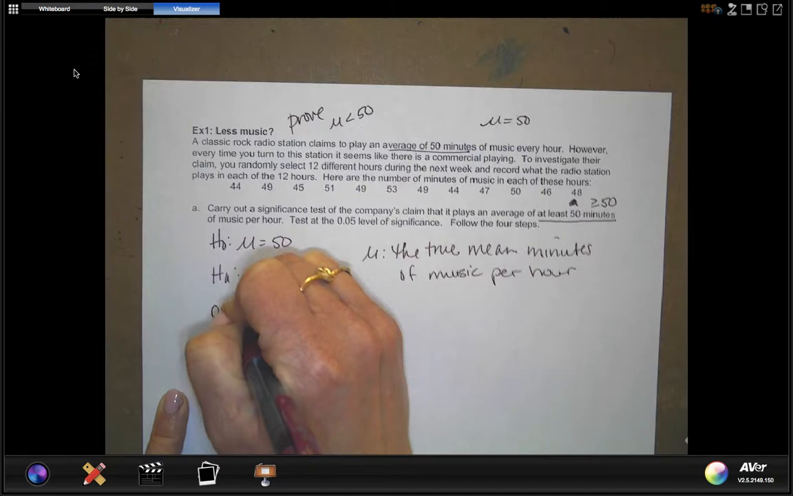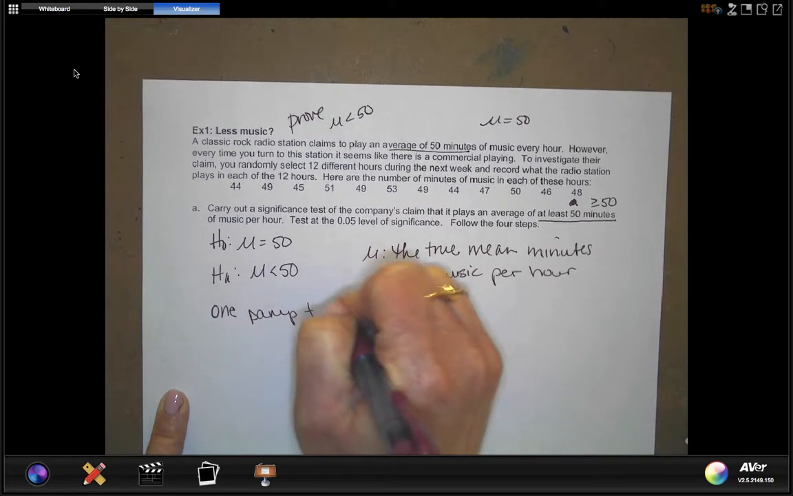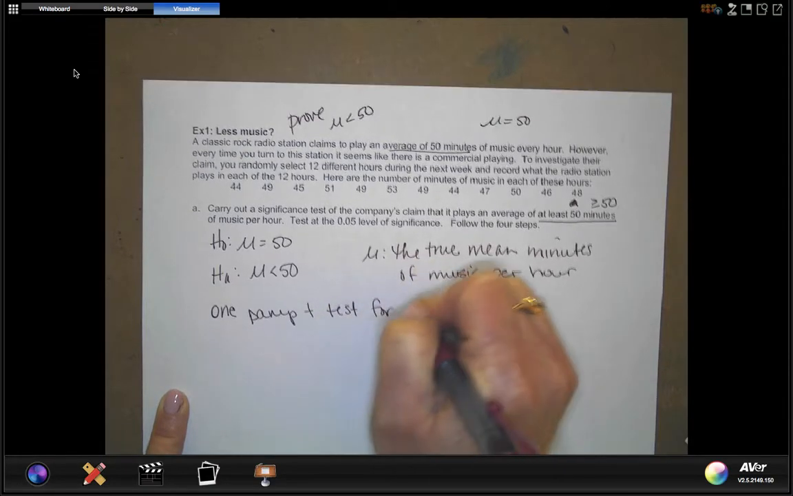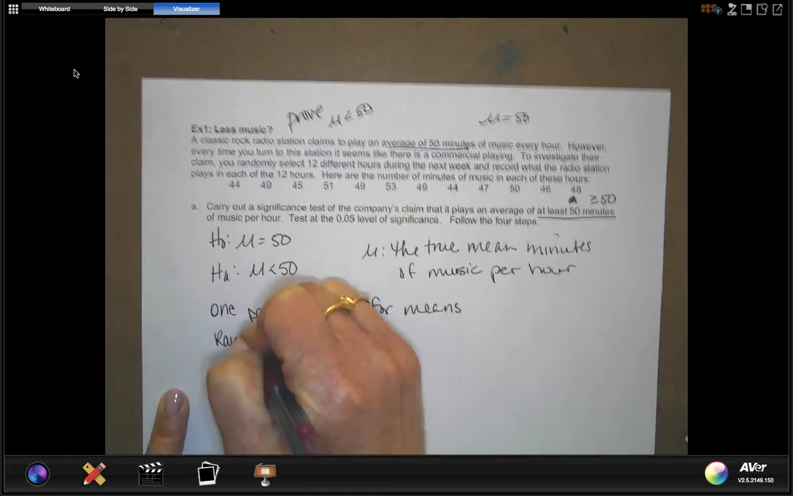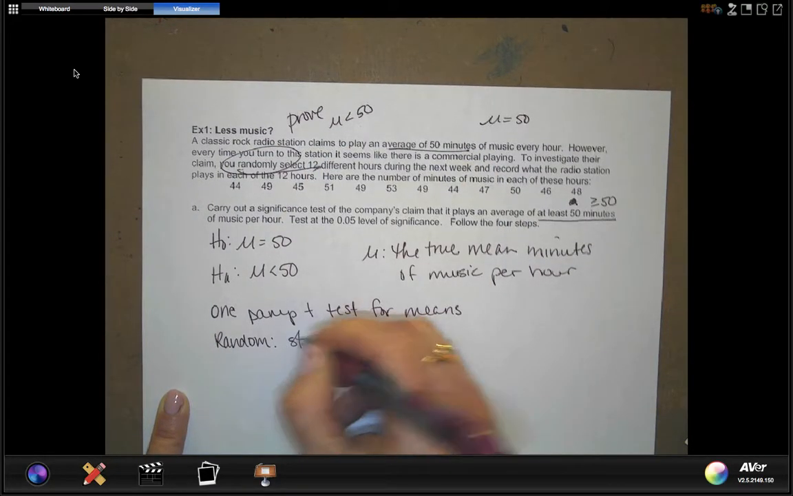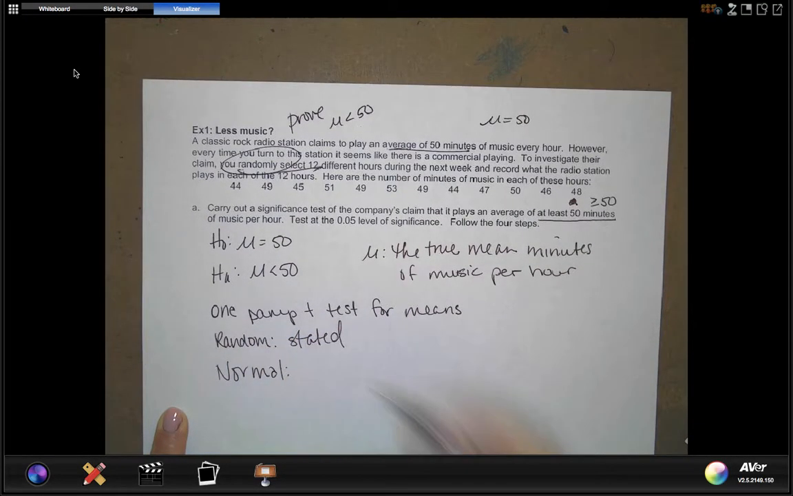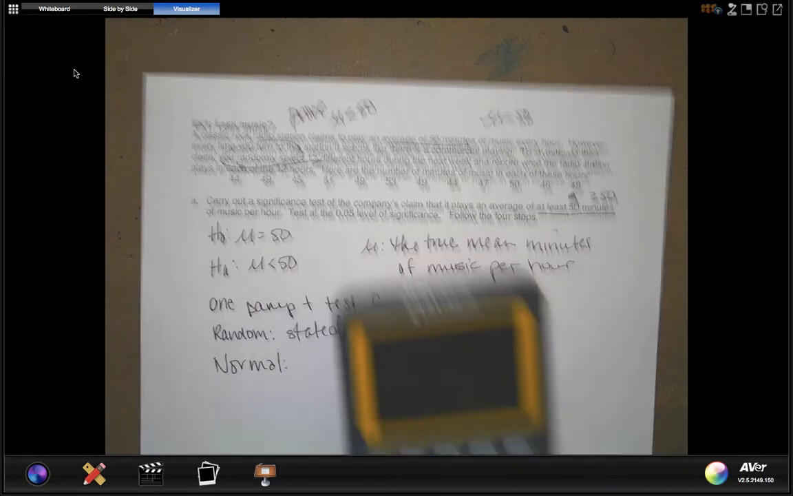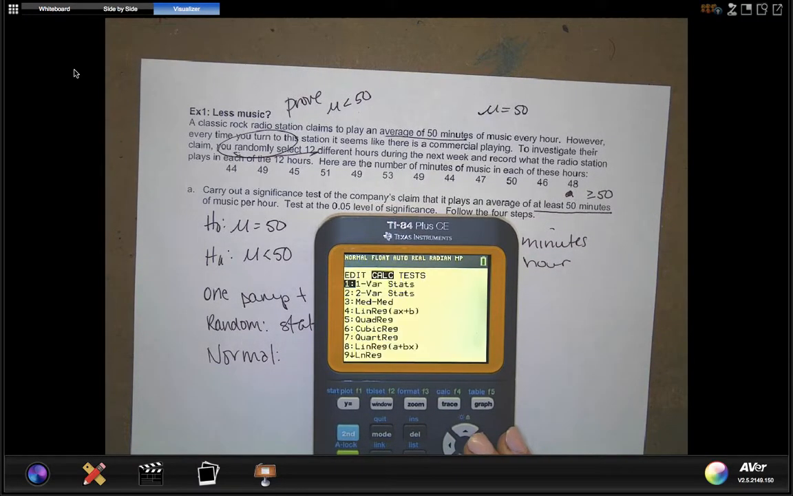All right, I don't know the population standard deviation, so I'm doing a one sample t-test for means. Random. Stated. All right, normal. Doesn't say anything about the population being normal. We also don't have a sample bigger than 30, so I'm going to have to look at a graph here. So I'm going to type in my values.